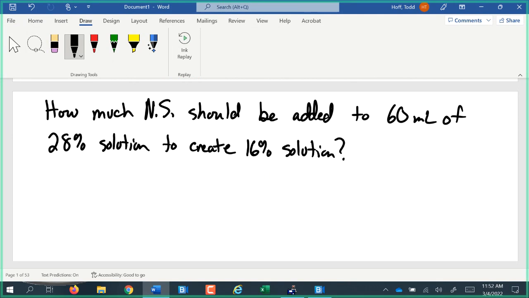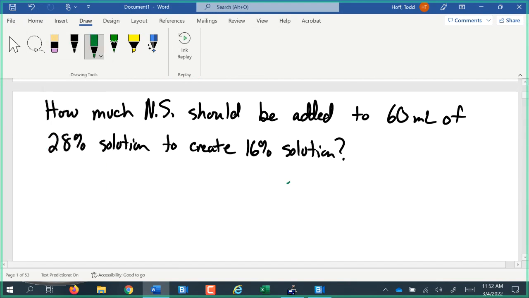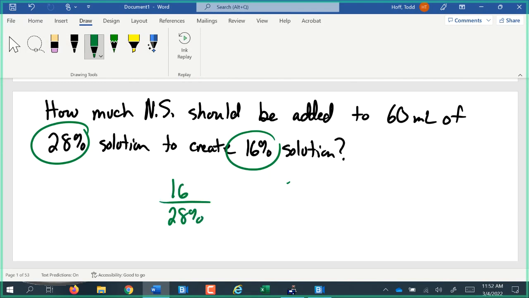So here we can use this process we just did to find what dilution is necessary. So we're going from 28% to 16%. So 28% is the starting solution. 16% is the ending solution, so that'll go on top. And we'll reduce that ratio. The percents cancel out. Both 16 and 28 divide by 4. 16 divided by 4 is 4. And 28 divided by 4 is 7. So this is a 4 in 7 dilution.